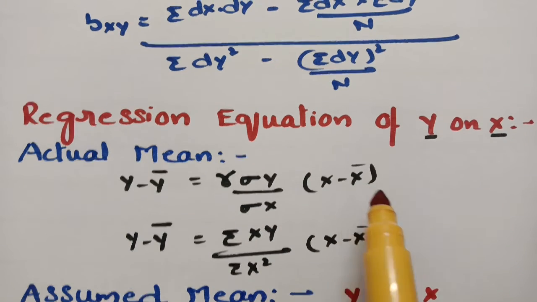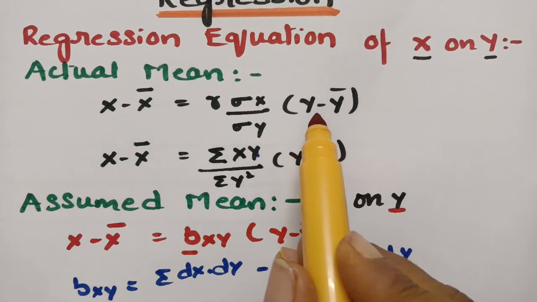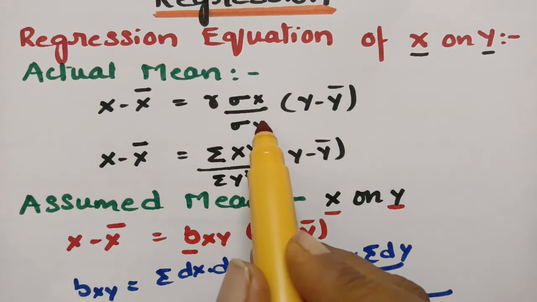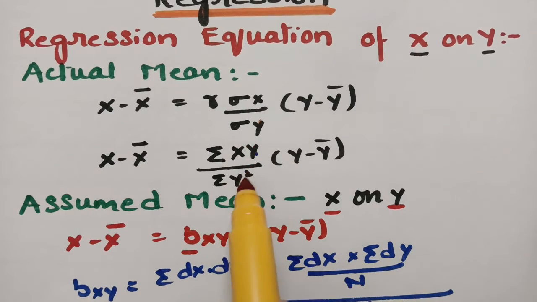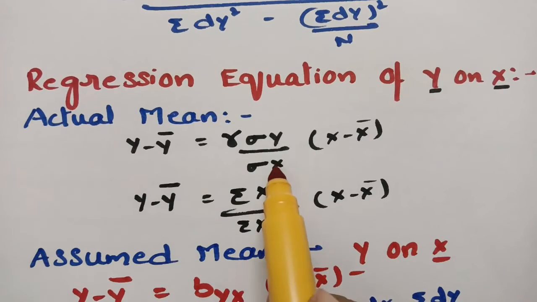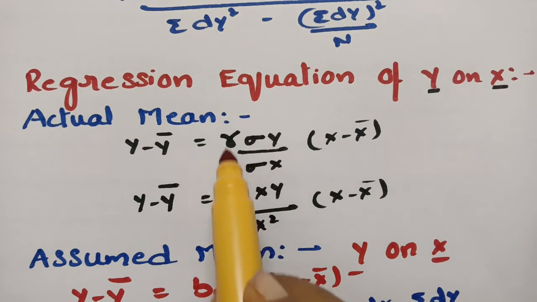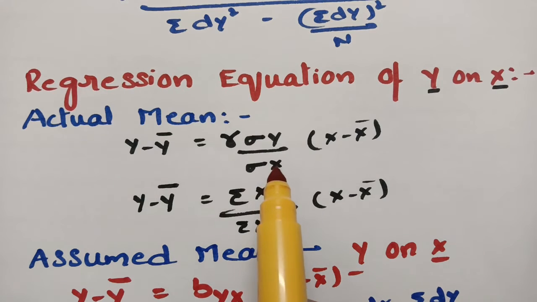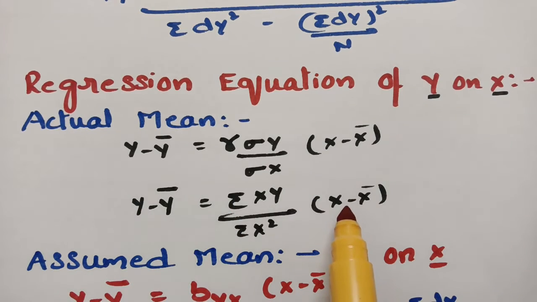Is it not easy? For x on y, we start with x and end up with y. Here this is sigma x by sigma y, or else it can be written as sigma xy by sigma y square in the denominator. For y on x, sigma y by sigma x can be written as sigma product xy by sigma x square in the denominator. So for y on x, we start with y and end up with x.